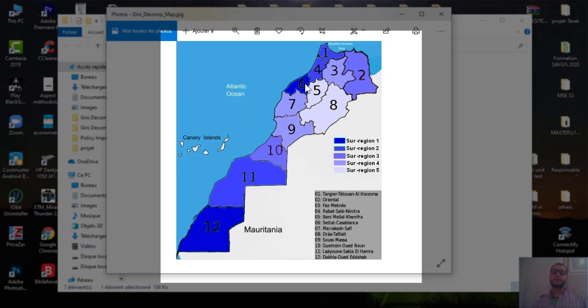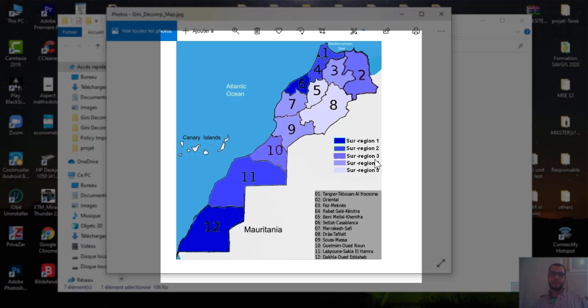So what I did is I created 5 sub-regions to decompose the Gini coefficient. So the third region 1 contains two regions, the 6 and the 12. The third region 2 contains three regions, the first one, the 12, and the 11 region.